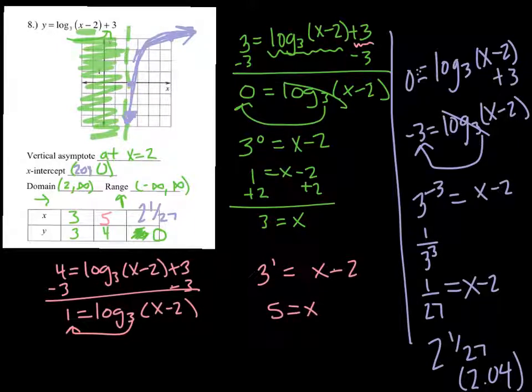But that's it. So when you guys are graphing logs, it's really a matter of plugging in y values and solving for x, and you actually end up undoing the logs. But the range will always be negative to positive infinity, and your domain is just going to be based off that vertical asymptote.